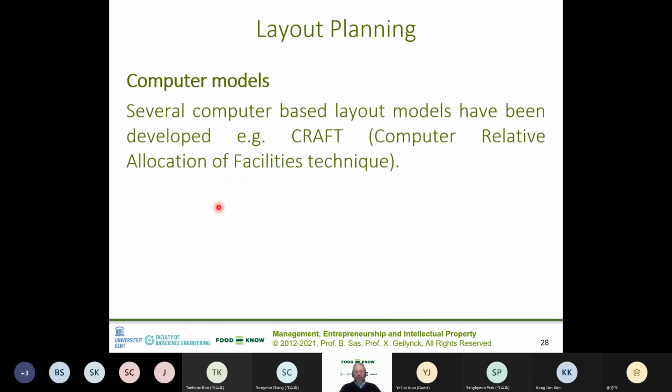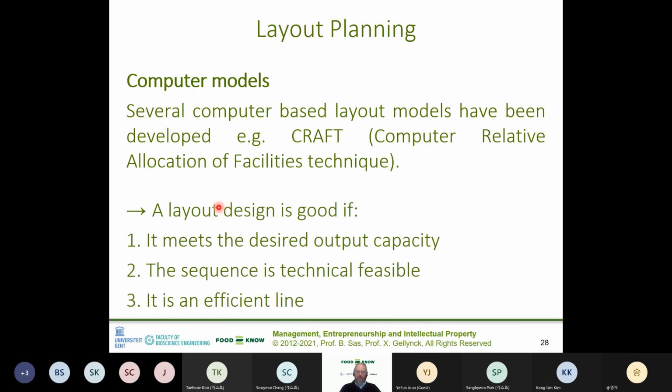For layout planning, as I mentioned, you also have computer models, software available, which can help you out. And whether you do these cutouts or with computer models or mathematical approaches, a layout design is good if it meets the desired output capacity, the sequence is technically feasible, and it's an efficient line, and you're allowed to do it at the location that you want to do it. I mentioned just in the previous slide inside the city of Ghent, but inside the city of Ghent you can have, for instance, some artisanal activities like a bakery shop, but we can't put a petroleum cracker, for instance, in the middle of a city because it's not allowed.